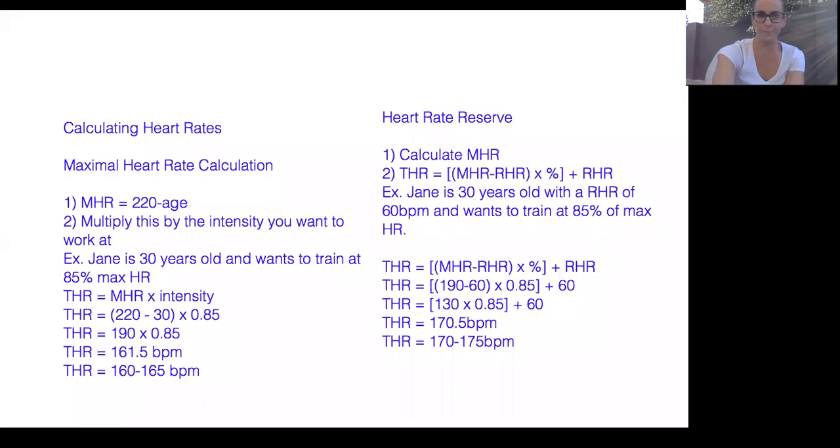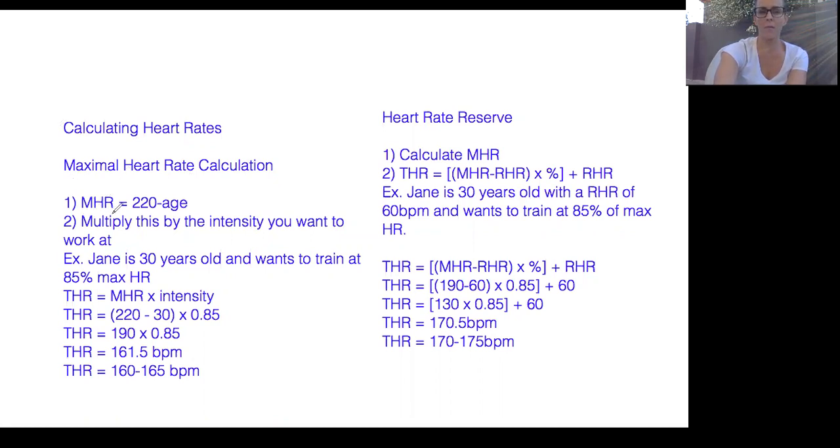Okay, what I've done is I have done up the calculations already for you. Okay. So over on this side, we have the heart rate. So this is the maximal heart rate calculation. What you do over here, the first thing is, this is the calculation.